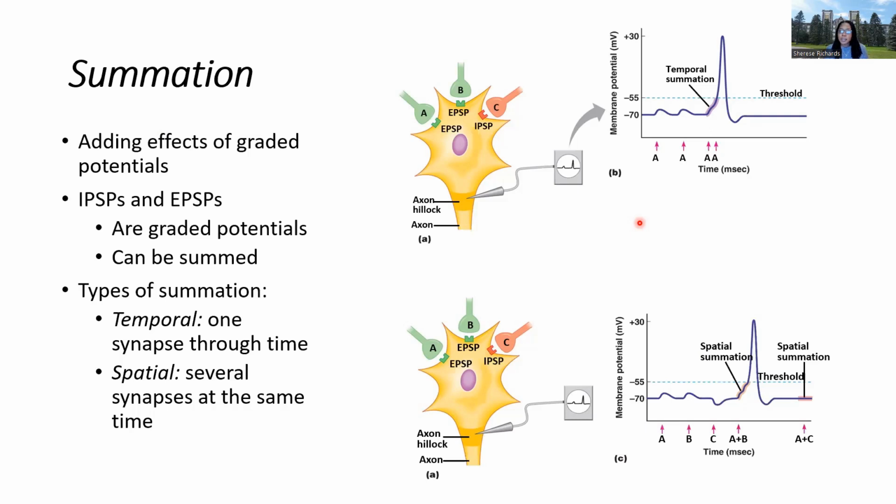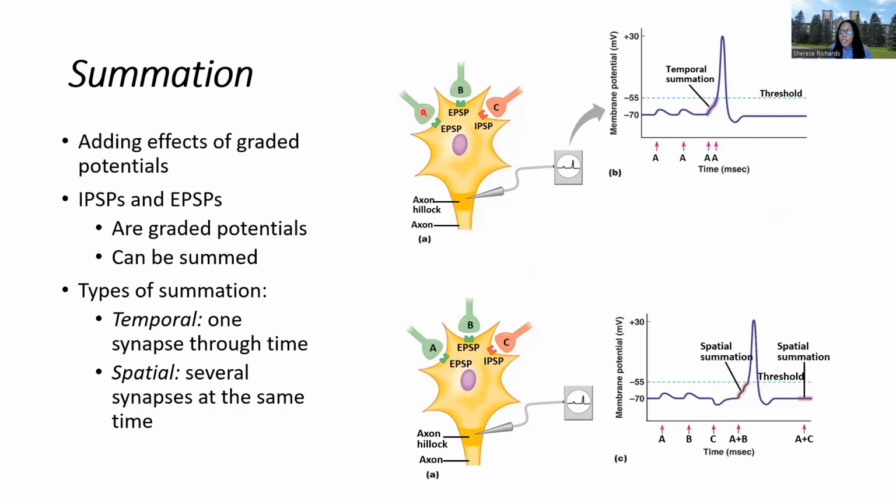So again, when we sum two different graded potentials, it really depends on where they are on the soma, how close in time they arrive on the soma, but as well, what type of graded potential they are. Because if we have two graded potentials, one IPSP and one EPSP, they basically cancel each other out. So even if we're adding them together, because one is negative, one is positive, that will result in no membrane potential change.